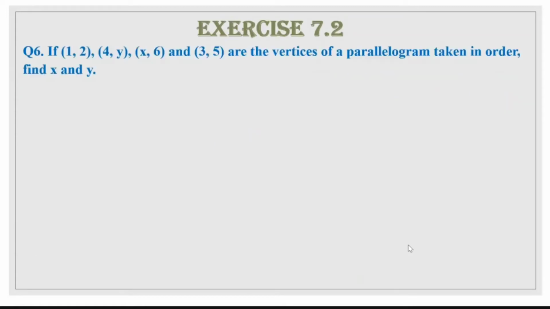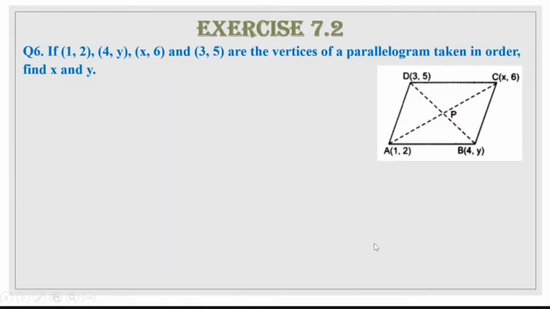See the sixth question now. If (1, 2), (4, y), (x, 6) and (3, 5) are the vertices of a parallelogram taken in order, then find the values of x and y. A very good question. One way is to equate the opposite sides of the parallelogram, as they are equal, and then find the values, but that becomes very lengthy. But if we use the intelligent way, the property of the parallelogram is that the diagonals of the parallelogram bisect each other. So if I use that, then the midpoint of AC will be the same as the midpoint of BD. What is the midpoint of AC?